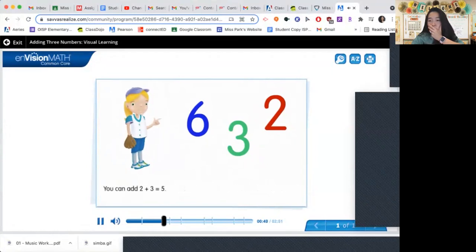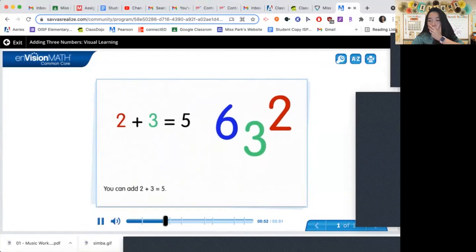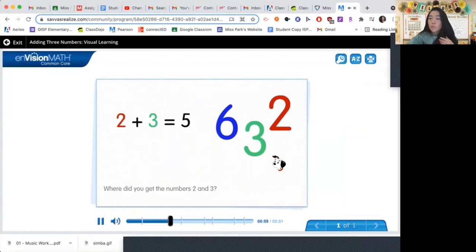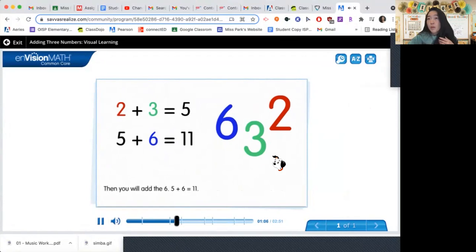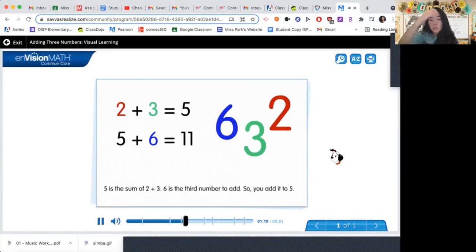You can add 2 plus 3 equals 5. Where did you get the numbers 2 and 3? They are two of the three numbers to add. Then you will add the 6. 5 plus 6 equals 11. Why do you add 5 and 6? 5 is the sum of 2 plus 3. 6 is the third number to add, so you add it to 5.